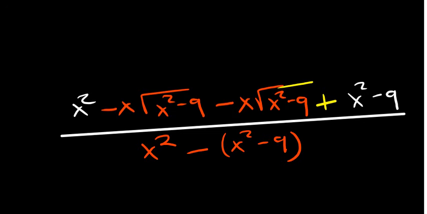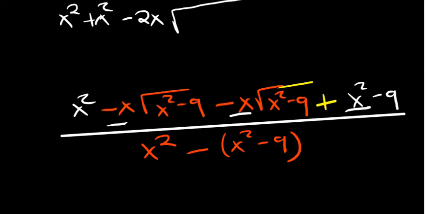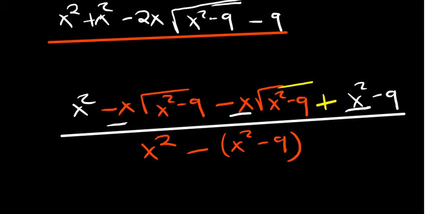Okay. So we have x squared plus x squared. Then minus x is going to be a minus what? A minus 2x. Then we'll maintain the what? The radical there. Root of x squared minus 9. Then minus a 9 over what?